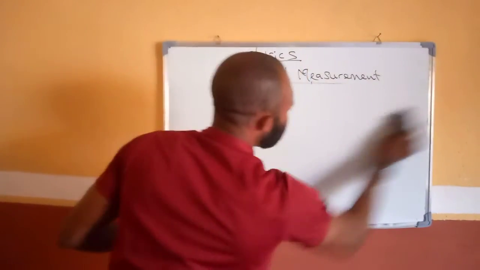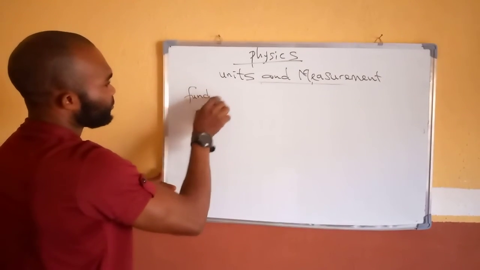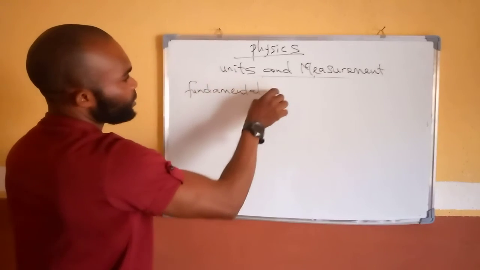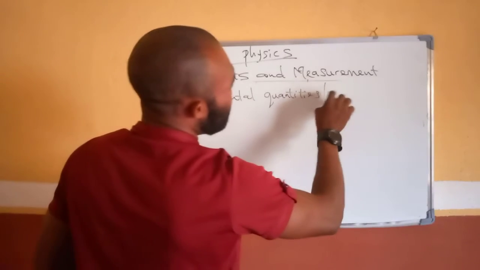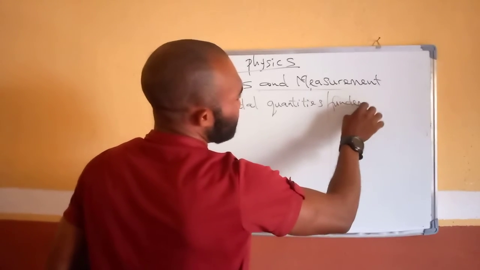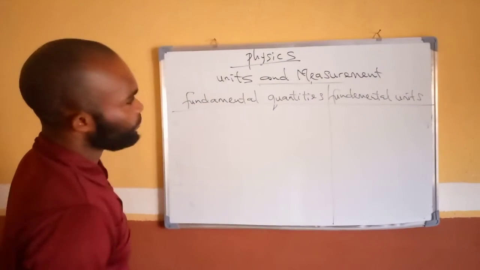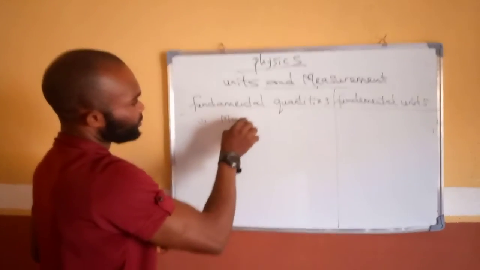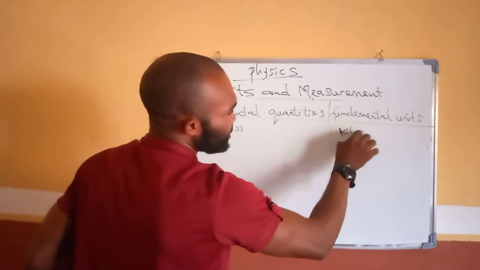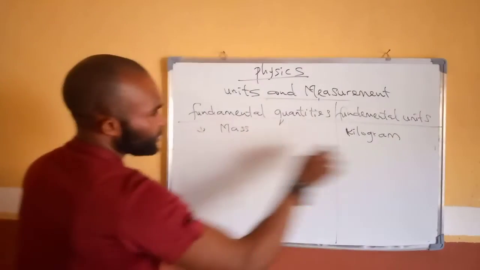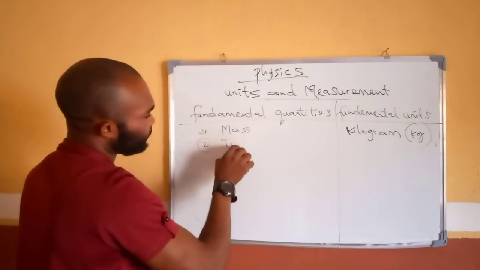Under fundamental quantities, we have the fundamental quantities and their fundamental units. The first one I mentioned was mass. What is the unit of mass? Mass is measured in kilogram. That is kg. Number 2, we have time.